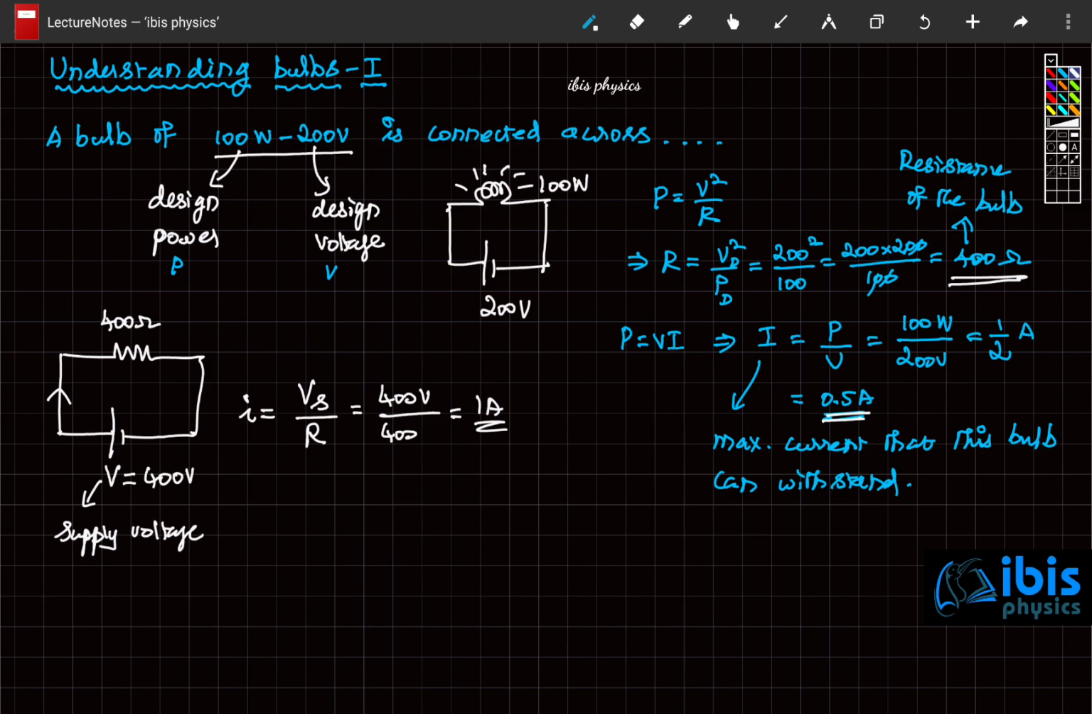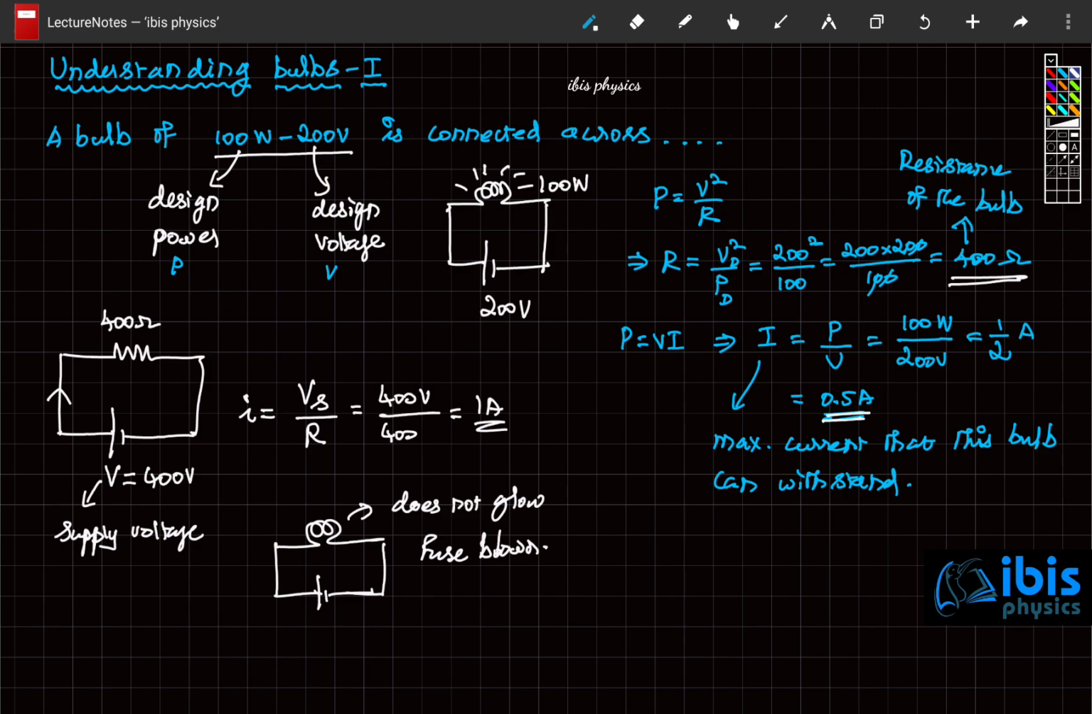So the fuse of the bulb will be blown. When this bulb is connected across 400 volt, it does not glow. Fuse will be blown. Okay, this is the thing.